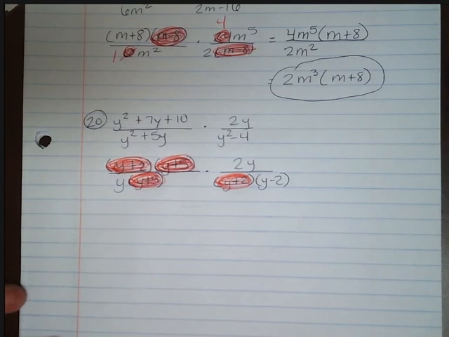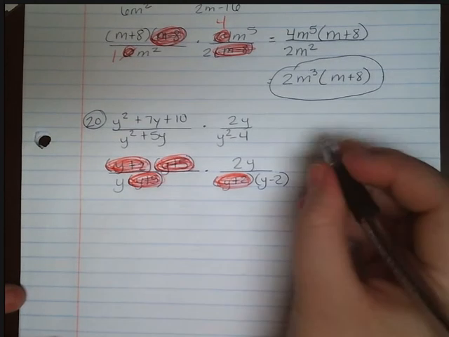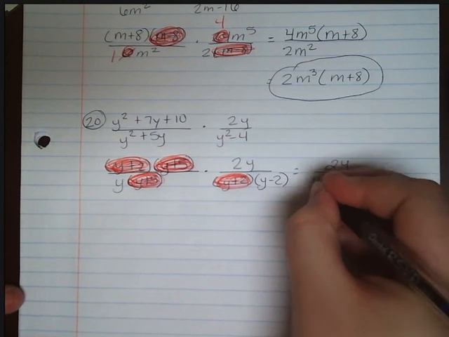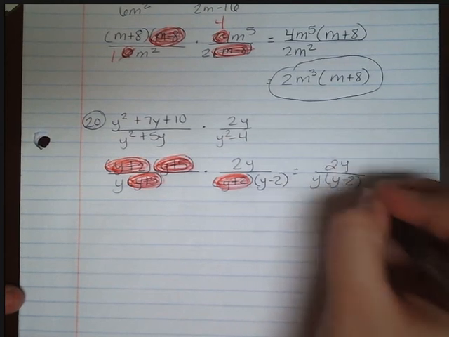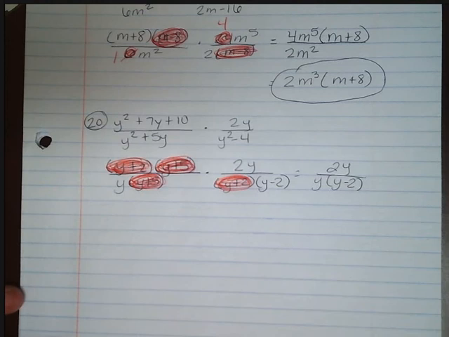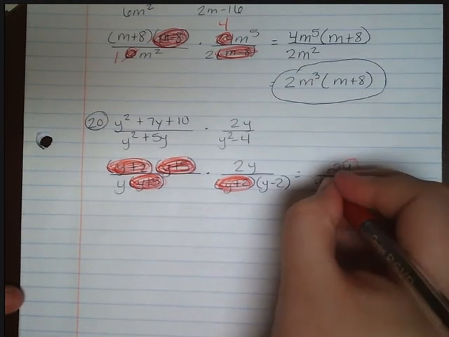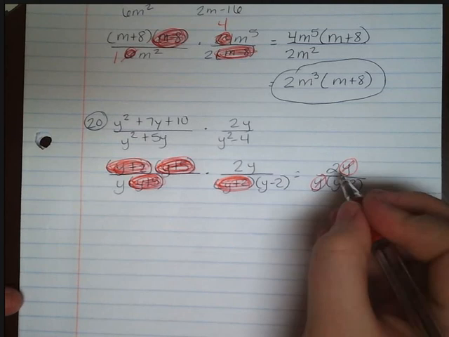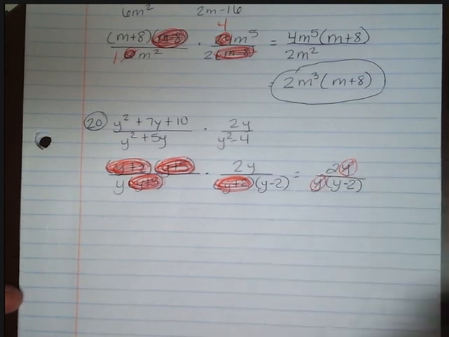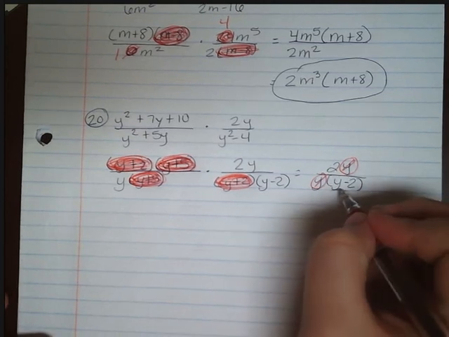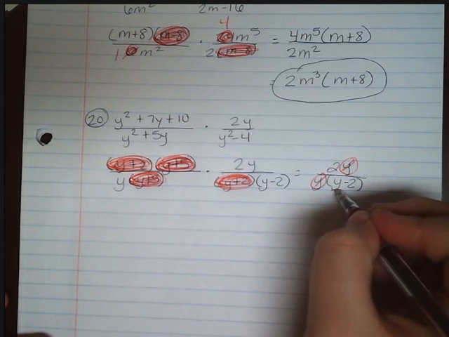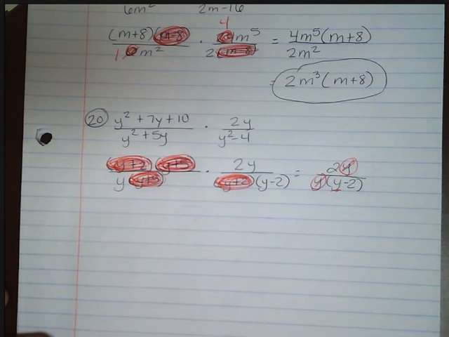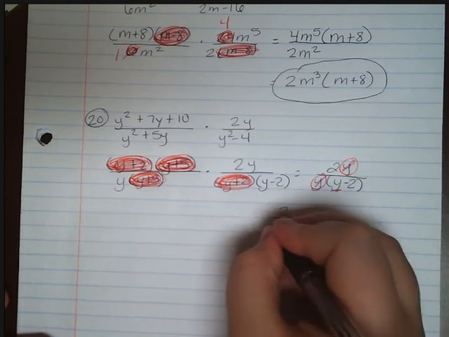So we're left with 2y divided by y times y minus 2. So I can simplify these two y's here and just cancel them out. I can do that because they're both being multiplied by something. I could not have simplified the top y with this y here because it's being subtracted by 2. Okay? So my final answer here is going to be 2 divided by y minus 2.